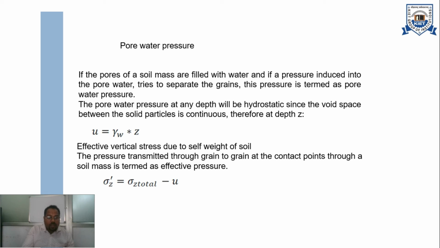Effective vertical stress due to self weight of soil. The pressure transmitted through grain to grain at the contact points in a soil mass is termed effective pressure, and it is denoted as sigma z dash equals sigma z total minus u, where u is the pore water pressure. So if we want to calculate the effective stress of a given soil sample below some depth z, we calculate sigma z dash equal to sigma z total minus pore water pressure.